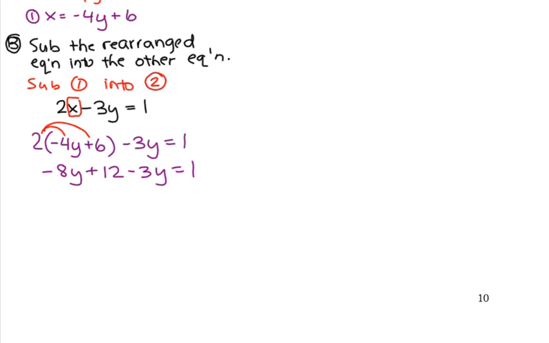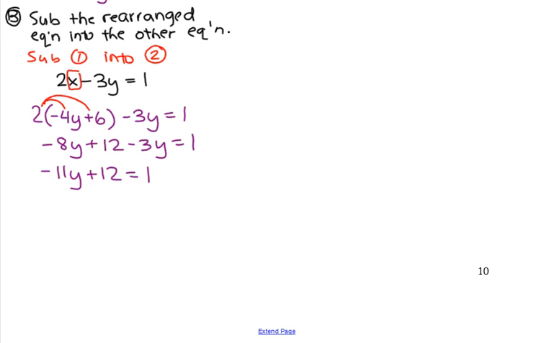What's next? Like terms, so negative 8 minus 3 is negative 11y, and there's still plus 12 equals 1, so we just combine the like terms. Next step, to get y by itself, minus 12, so negative 11y equals negative 11. 1 minus 12 is negative 11, and last, divide by negative 11. Y equals 1.